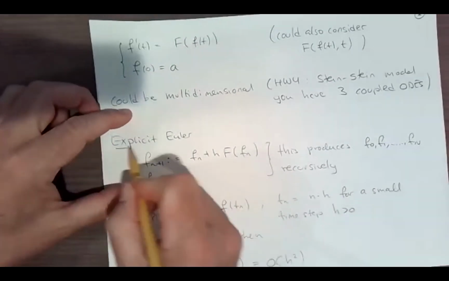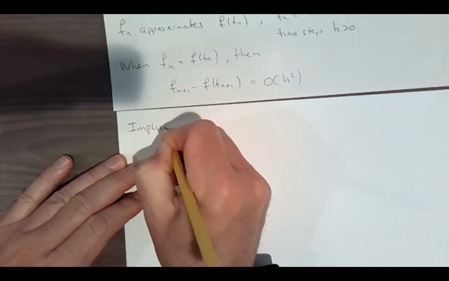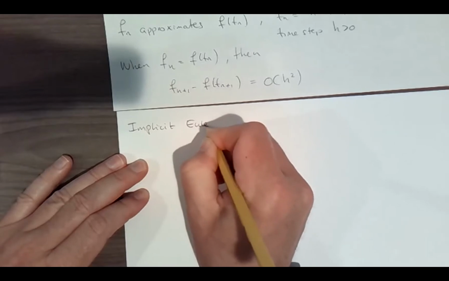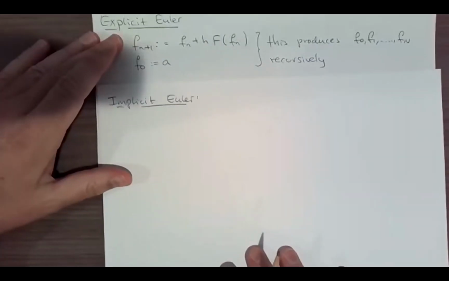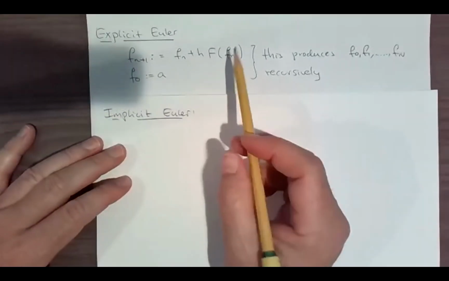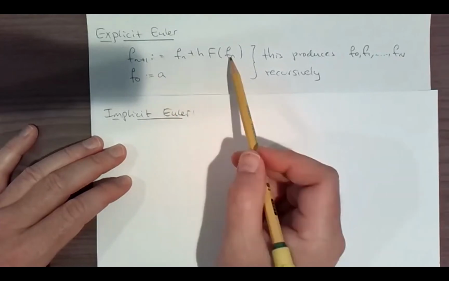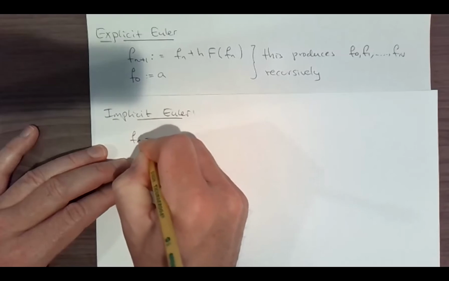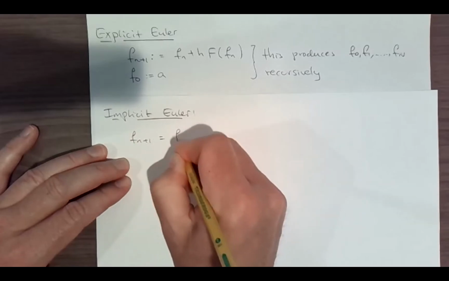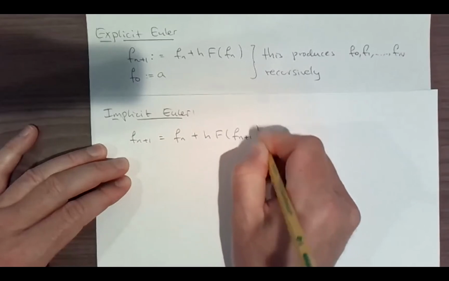So this was the explicit Euler. We also have the implicit. It's very similar. All it does is that instead of having Fn here, you'll have Fn plus 1 on the right hand side. So your Fn plus 1, you get that by solving an equation like this one.